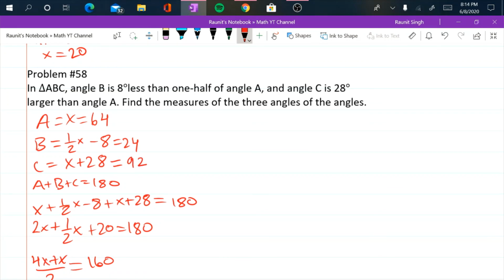And just to make sure this is right, we can add all of them up. 92 plus 64, which is 156, right? Yeah, 156. And then plus 24, you get 0. Carry over 7, 8, and then you get 180.